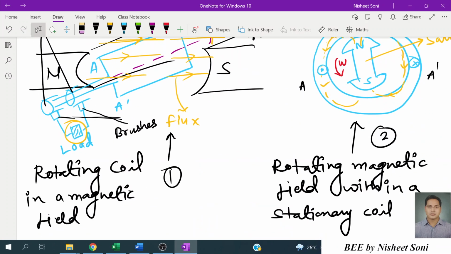In the first condition, we have a coil which is rotated in a uniform magnetic field, this one. And in the second condition, we are rotating a uniform magnetic field within a stationary coil at a constant speed. The first method is generally applied in small AC generators, whereas the second method is applied in large AC generators due to economic consideration.